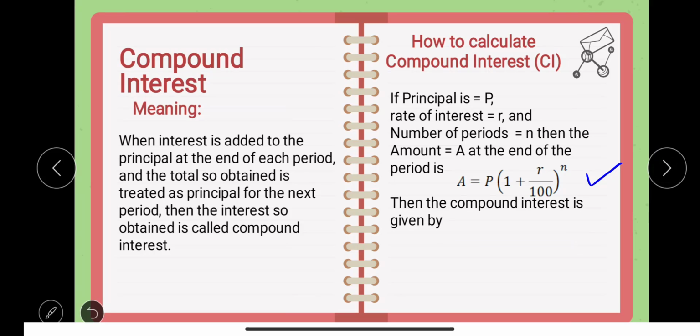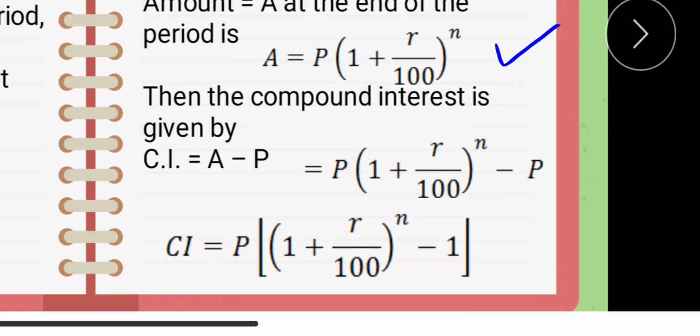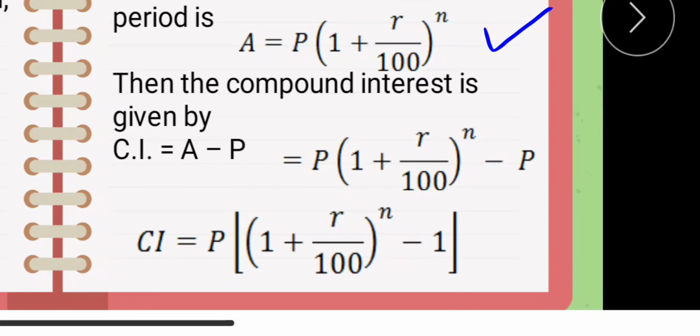Then the compound interest is given by, so what is compound interest? Compound interest is equal to amount minus principal. So we know the formula for amount, so amount minus principal, we can write it in a simple form: compound interest is equal to P into bracket 1 plus R upon 100 bracket raised to N minus 1. By using this formula we can calculate compound interest directly.